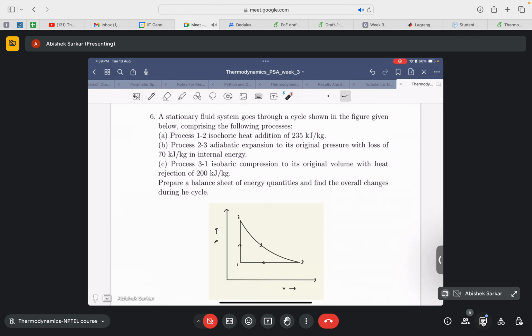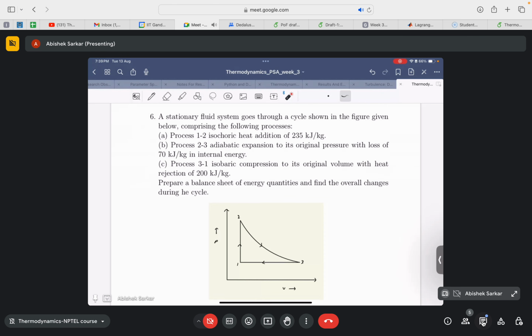So by adiabatic, if you are not clear by now, adiabatic process will basically mean a process which does not have any heat interaction. So any heat interaction in this process will be equal to 0. Basically Q2 to 3 will be equal to 0. And it has a loss of 70 kilojoule per kg of internal energy. Check the units as well. Process 3 to 1 is an isobaric compression to its original volume with heat rejection of 200 kilojoule per kg. Prepare a balance sheet of energy quantities and find the overall changes during the cycle.